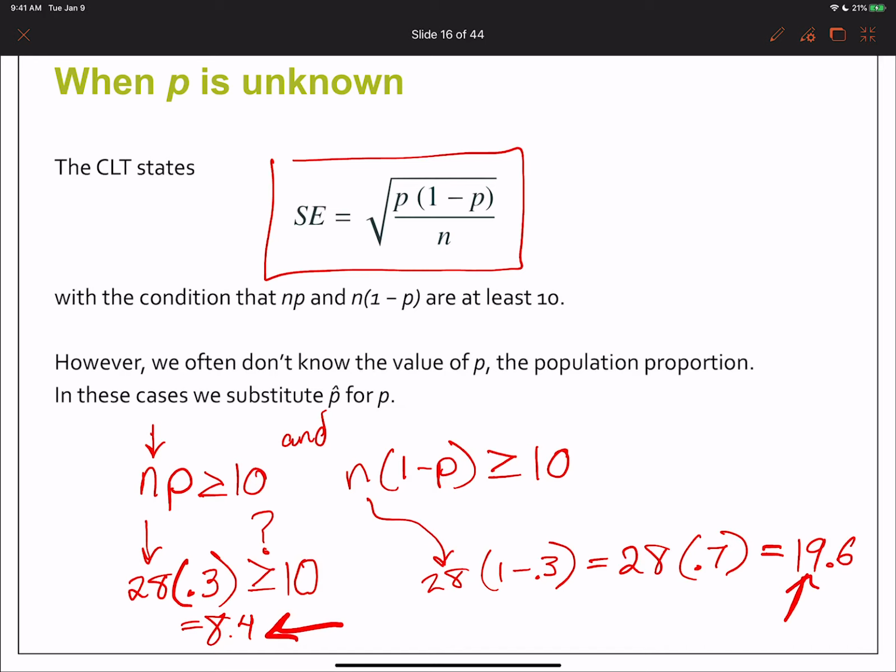Now, another thing that's important here, so that's one thing. Another thing that's important here is this part right here.